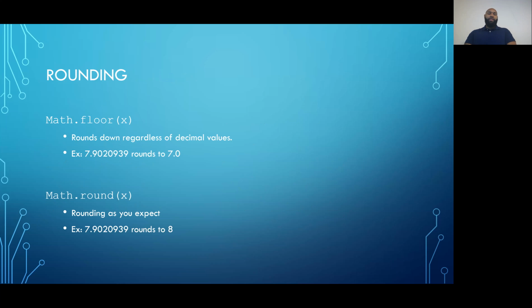We do have several rounding methods to round numbers up and down. I gave you the 2 main ones. Of course, Math.floor rounds it down. Math.round rounds it as you expect. So if it's less than 0.5, it rounds down. If it's 0.5 or greater, it rounds up.